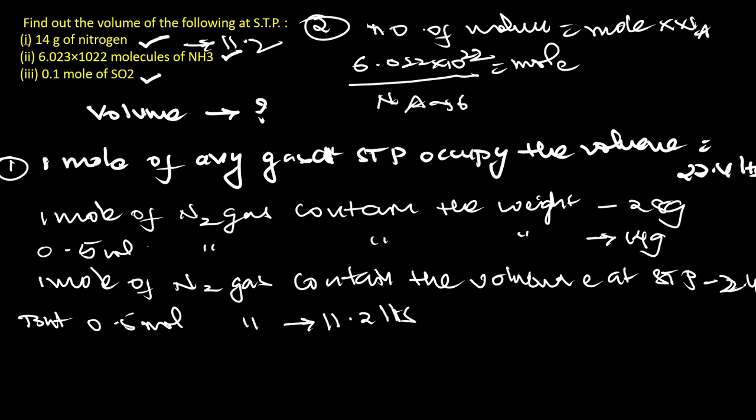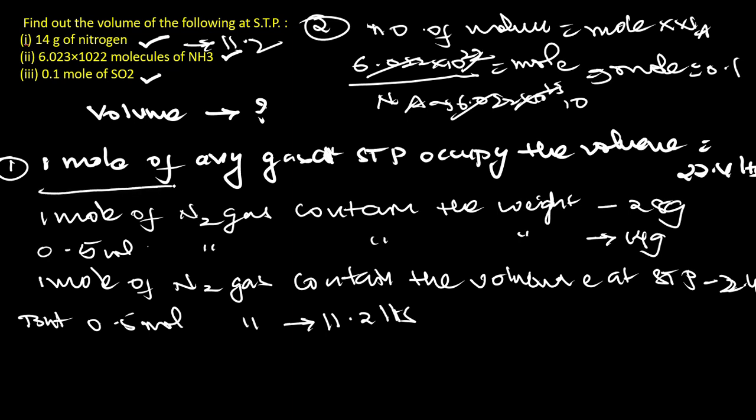What is the Avogadro number value? 6.022 into 10 to the power of 23. 6.022 cancels with 6.022, and 10 to the power of 22 cancels with 10 to the power of 23, leaving 10. That means how many moles of ammonia do you have? 1 by 10, that is 0.1 mole of ammonia gas.